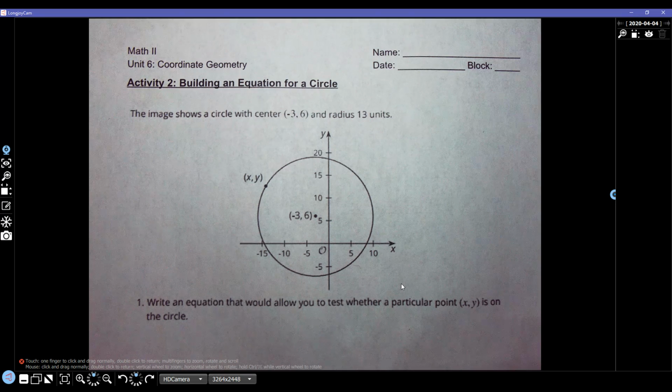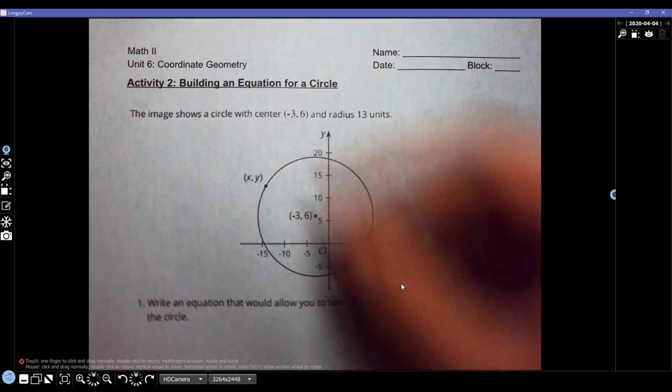In the previous activities, you were asked to test whether specific coordinate pairs were on the circle, and now we have variables that could represent any number. So we're starting to begin the process of generalizing how to test whether a point is on the circle. Let's start by drawing out a right triangle.